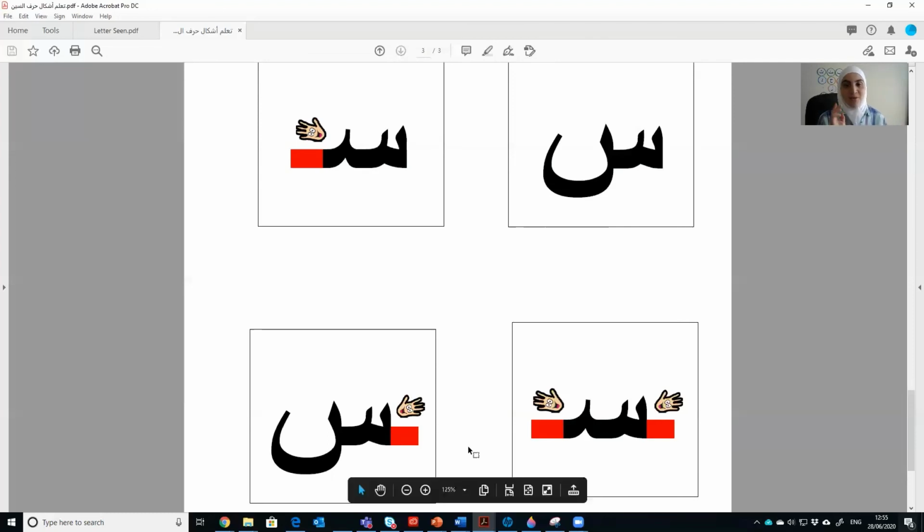Okay? So حرف السين صوته s, has 3 teeth. له 3 أسنان and also has 4 forms. 1, 2, 3, 4.